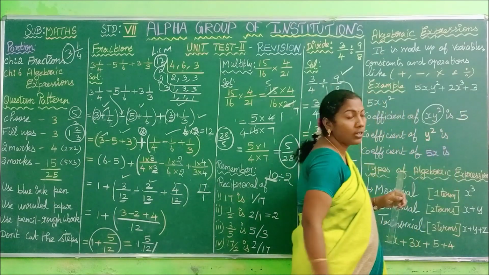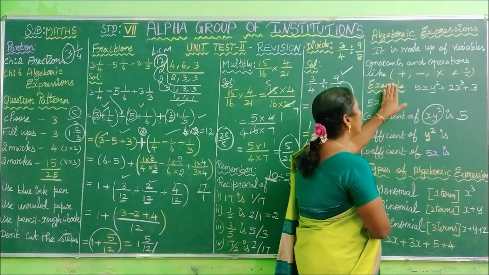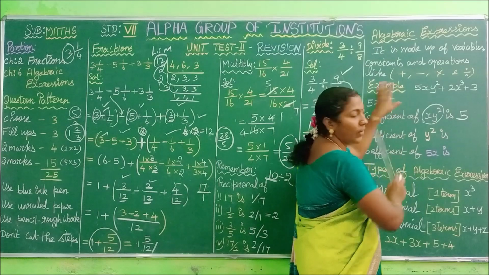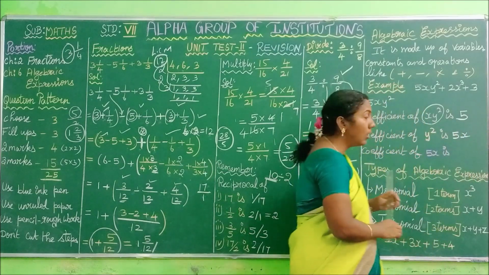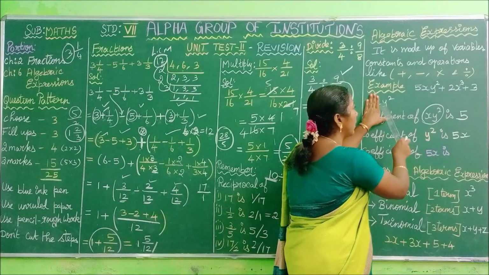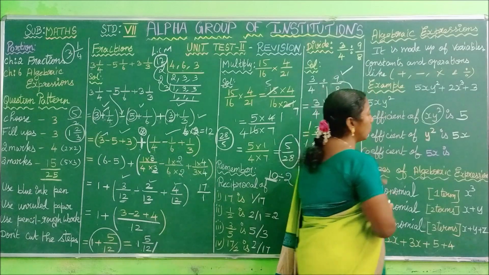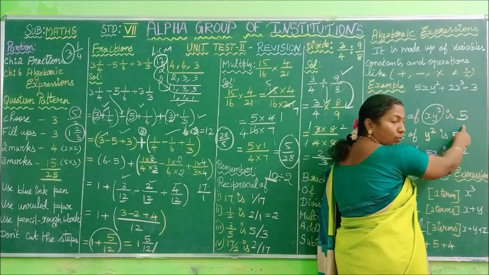Do you understand children? See the next one. Coefficient of y square means you have to hide the term y square. What are the remaining terms? 5 and x. 5 is a constant, x is a variable. Do you understand? Coefficient of 5x means you have to hide 5 and x. What is the remaining term? Y square. So y square. Thus coefficient of xy square is 5.